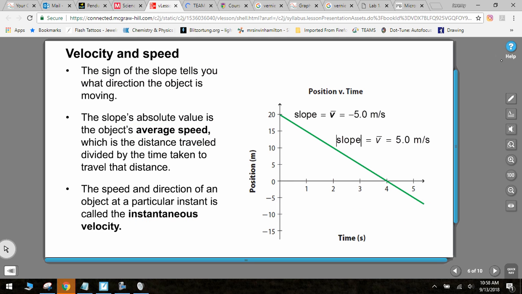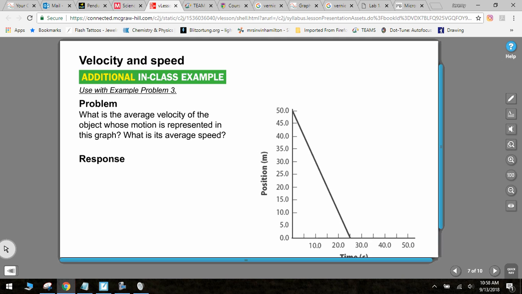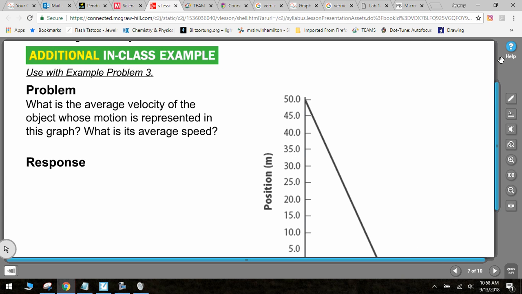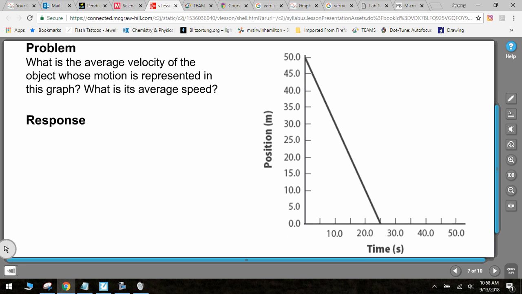All right, so next thing we're going to do is an example. So our example problem is, what is the average velocity of an object whose motion is represented in this graph? And then what is the average speed? So in this class, we use the GUESS method, right? So we got to look at our givens. Well, what are our givens? Y'all see any givens? I don't see them. And they got so many givens on here, you can't even see them. Well, they gave you a whole graph.